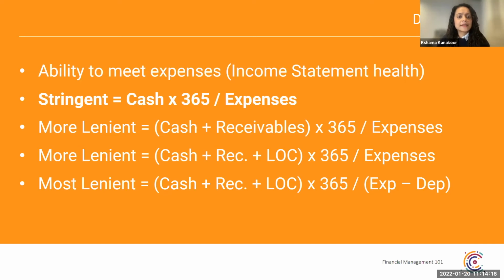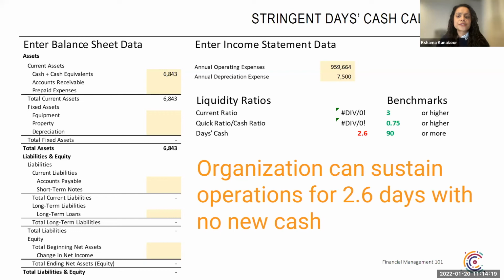So next slide, please. So again, after you go to a nonprofit resource center, you've downloaded the template and you open the file. The first worksheet basically contains some language on the ratios itself, what they mean and the formula for calculating it. And the second worksheet in the file has this template that we just spoke about a few slides earlier. So for the income statement, we've put in our annual operating expenses, we've put in our depreciation expense, and we've put in a cash amount of $6,843. And after putting in these three pieces of information, the template calculates our days cash ratio.